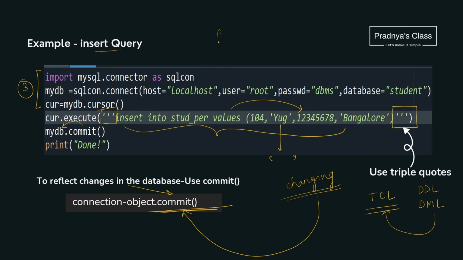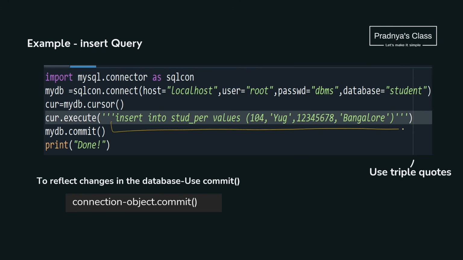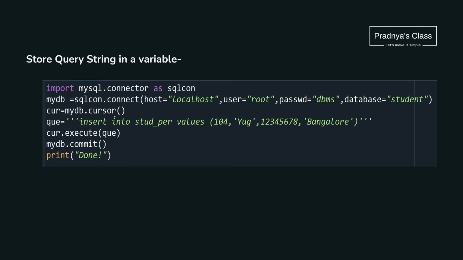You might have noticed we did not use any fetch function. Why? Because with the help of select only you will get some result set, right? Not with the insert command. So whenever there is select, there will be fetch functions. If you feel writing the query here in the execute function is getting complicated, you can store it in one variable and then write the name of the variable in the execute function. Because sometimes the query will be too long.